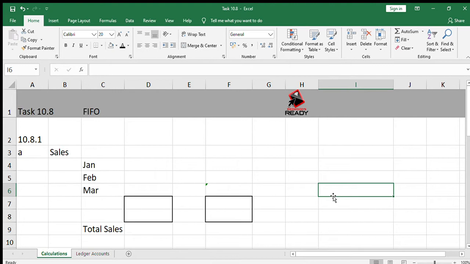Then we've got the sales for each month, and in March there was some reduction on the sales. Then we've got our purchases for each month, and no units were lost or stolen during the period.